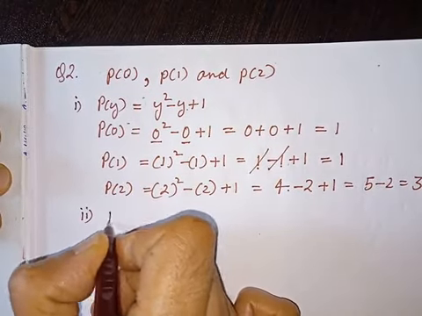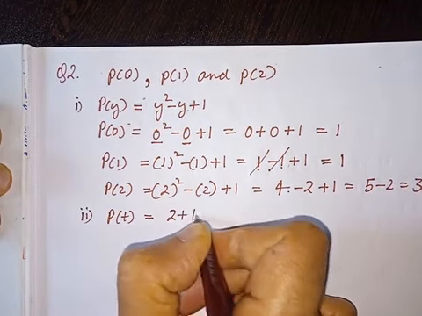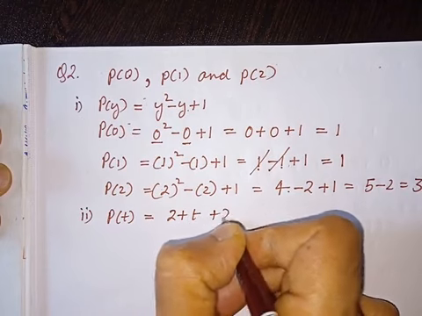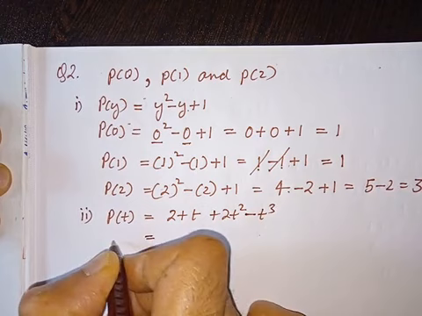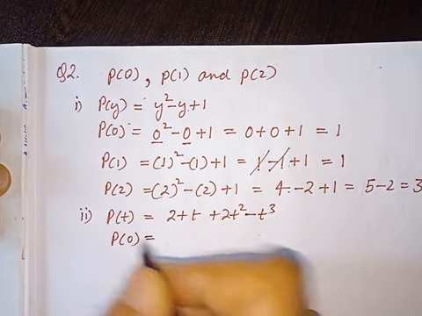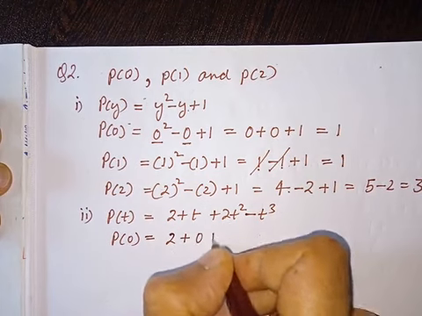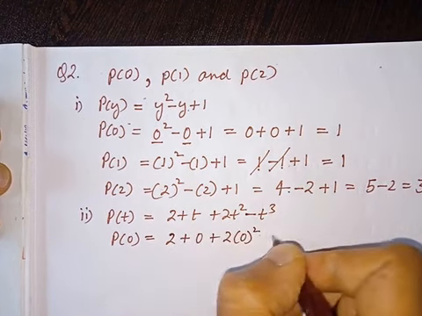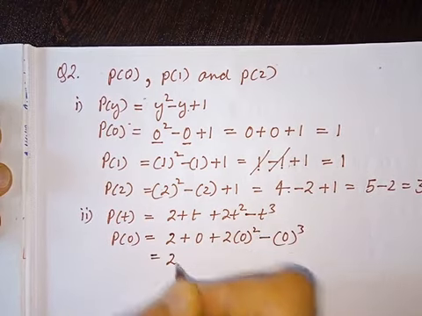Second part, the polynomial given is P(t) equals 2 plus t plus 2t square minus t cube. So for t equals 0, we get P(0) equals 2 plus 0 plus 2 times 0 square minus 0 cube. So it will remain 2.